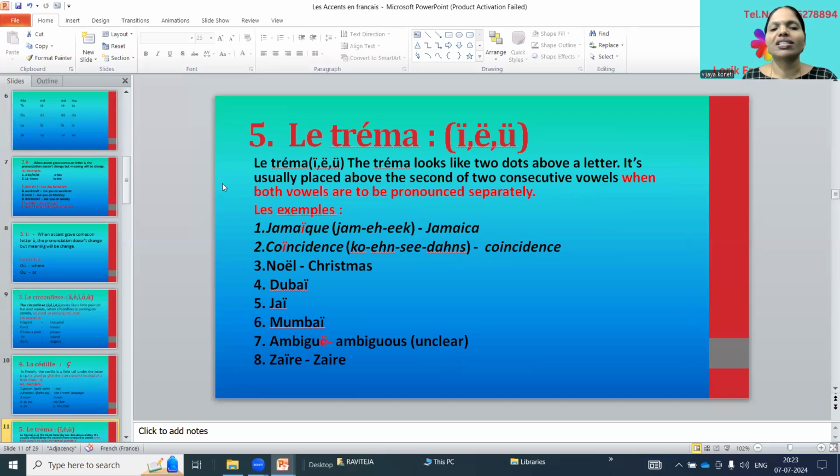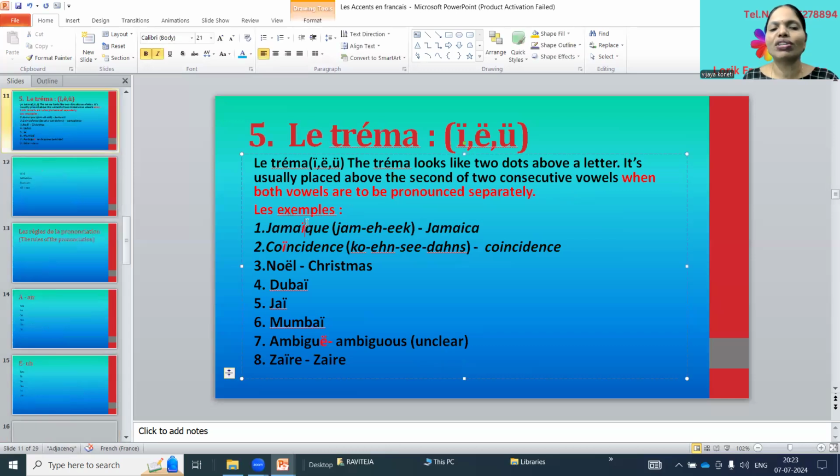Example: Jamaïque. Actually the AI sound is an A sound, but here the tréma came, so the I we have to pronounce separately. Jamaïque, a country name. Next one, coïncidence. Otherwise the OI sound is wa, as in boisson, but here the I we have to pronounce separately. Coïncidence.